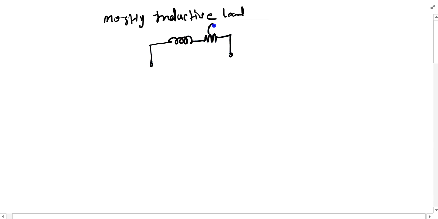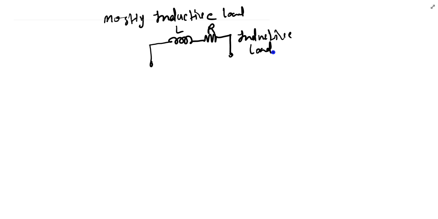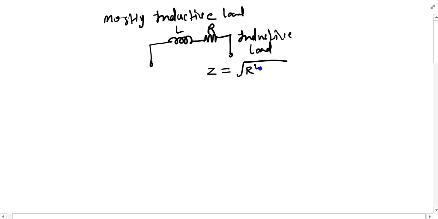The ceiling fan is one of the best examples of an inductive load. If you want to write the impedance relation here, you can write Z is nothing but the square root of R square plus XL square. So this is the impedance of this kind of inductive load, or sometimes you can also write R plus jXL.